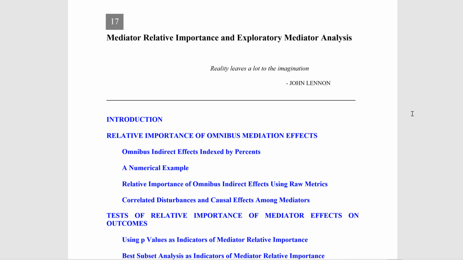I next consider methods for determining which mediator has been most impacted by the treatment. Finally, I consider the case where you have a large number of plausible mediators, but you must first enter into some form of data reduction to reduce them to a workable number for purposes of SEM analyses. This is the classic curse of dimensionality.